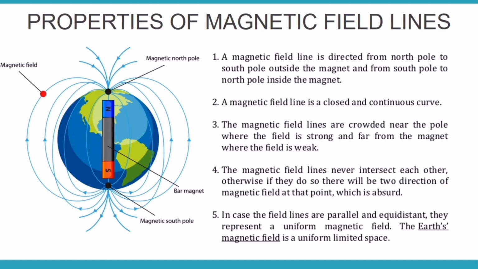In case the magnetic field lines are parallel and equidistant, they represent a uniform magnetic field. The Earth's magnetic field is uniform in a limited space. So whenever you see parallel, equidistant, straight lines, that is the representation of a uniform magnetic field, which means that at each and every point of that magnetic field, the strength will be the same.